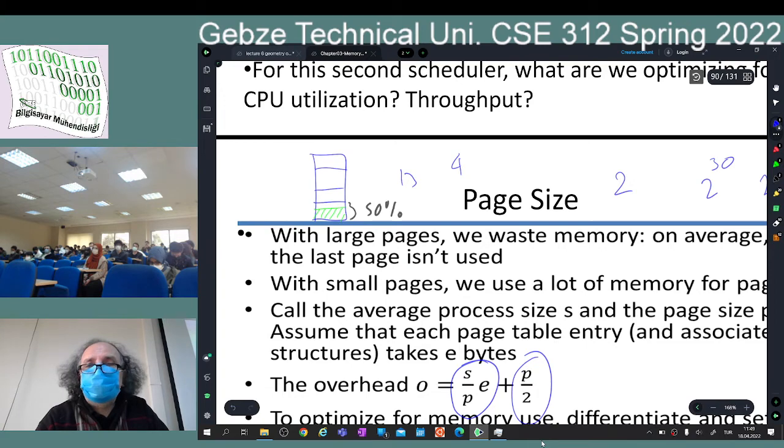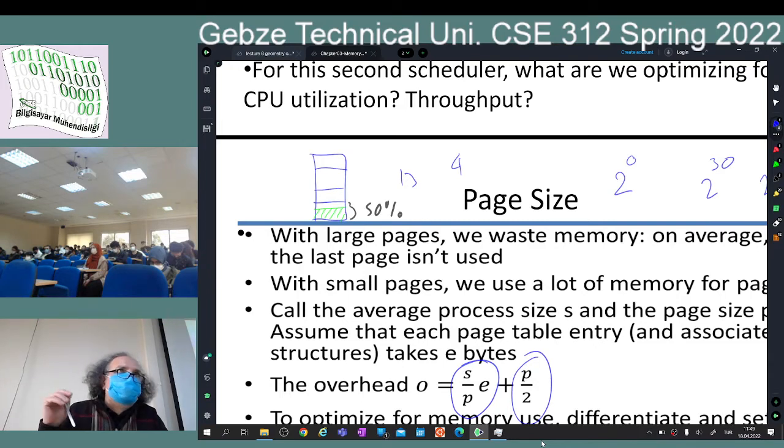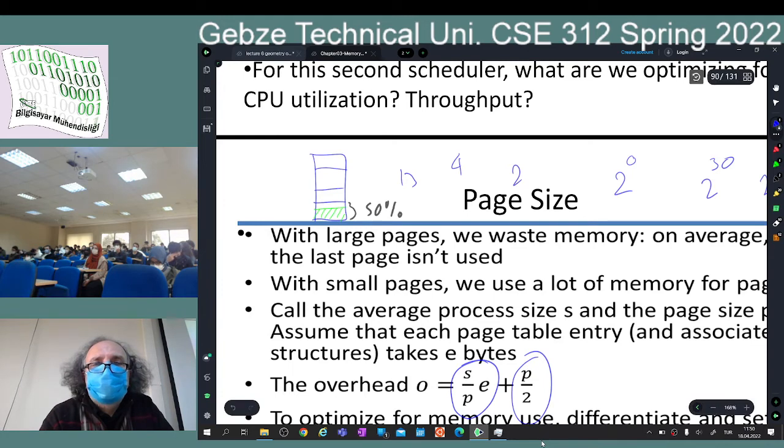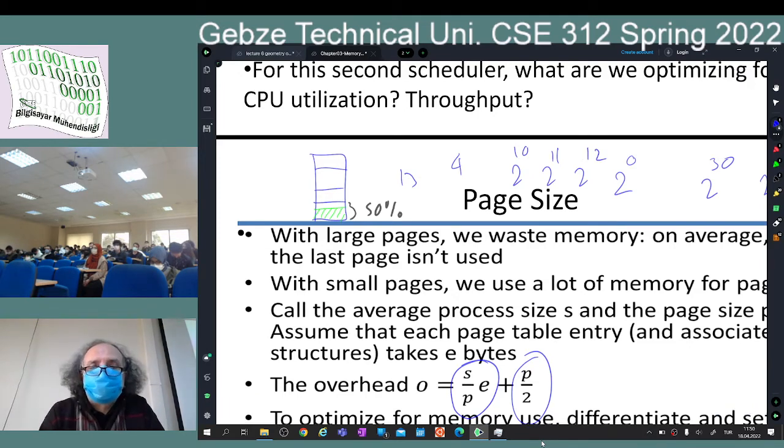It has to be either 2 to the power 0, 2 to the power 1, and so on. 2 to the power 0 is not a good idea. Each byte is a page. Theoretically, it is possible, but there is no point in making each byte a page. So we usually talk about things like 1 kilobyte, or 2, or 4, or 8, and it goes like that.